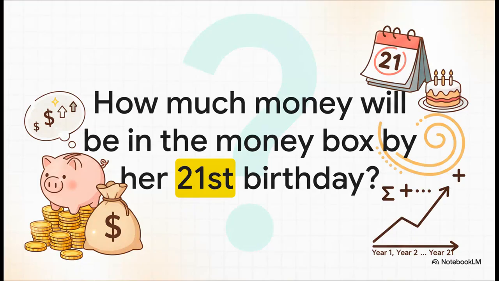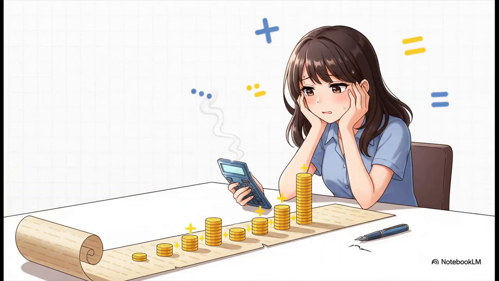So here's the big question. When her daughter finally turns 21, what's the grand total in that money box? Now, we can see this is a perfect arithmetic progression, but adding up 21 different amounts of money just sounds like a lot of work, doesn't it? I mean, sure, you could sit there and write out all 21 numbers and then add them up one by one. And yeah, you'd get the right answer eventually. But gosh, that would take forever. There's gotta be a smarter, faster way to do this. And lucky for us, there is.